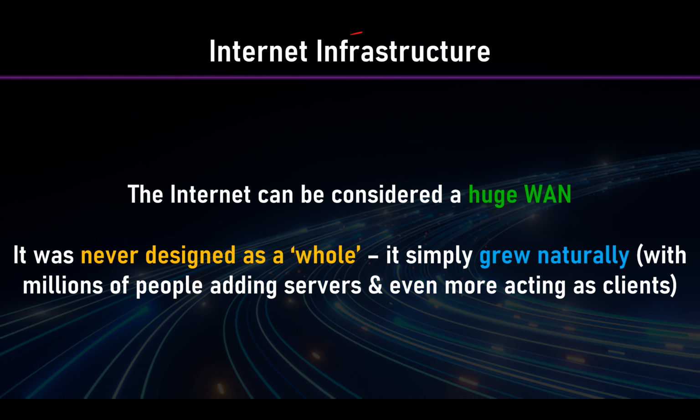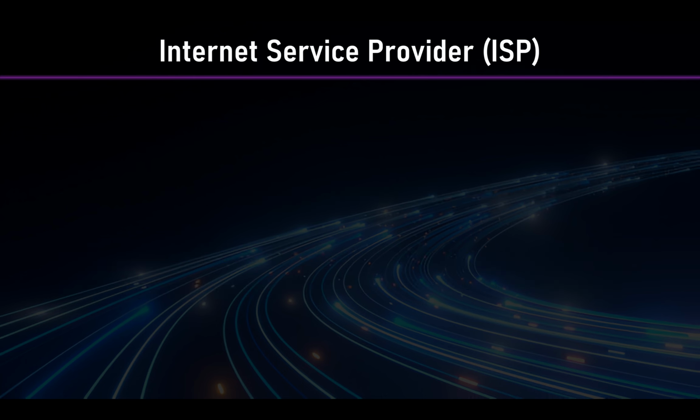So the infrastructure, the internet network, can be considered a huge WAN, or huge wide area network, just all the smaller networks connected together. It was never designed as a whole. When they started it, no one thought we need to build servers here, here and here. They just created their own small network, and then other people started adding servers and using it. Therefore, it just grew naturally.